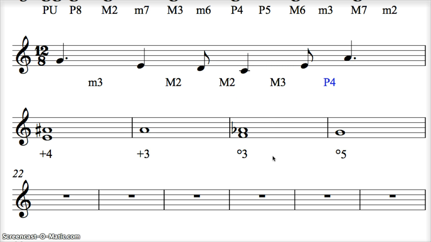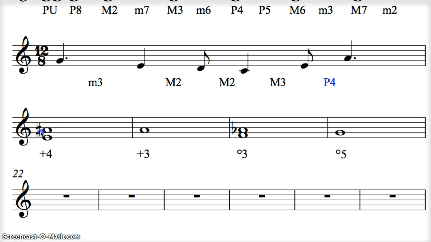Let's talk about one more thing, and we're going to talk about augmented and diminished intervals. Now what happens if you have an interval that's a half step larger than a major or a perfect interval? Well, we call that an augmented interval. And how we show that is with a little plus sign. Augmented you can think of as getting bigger. You augment something, it gets wider. What you're doing when you augment an interval is making it larger.